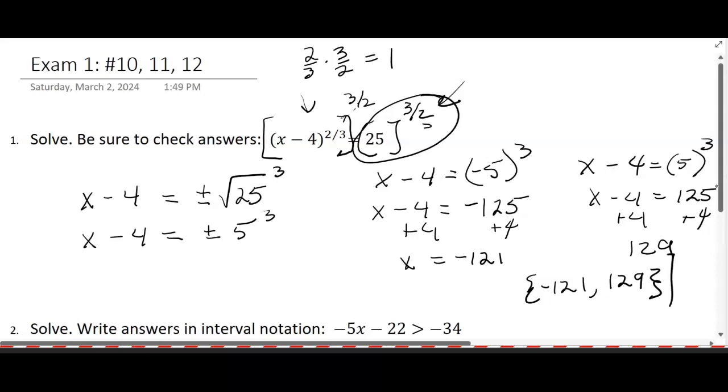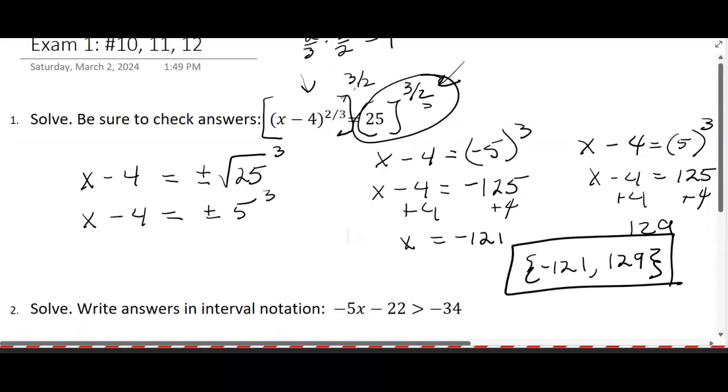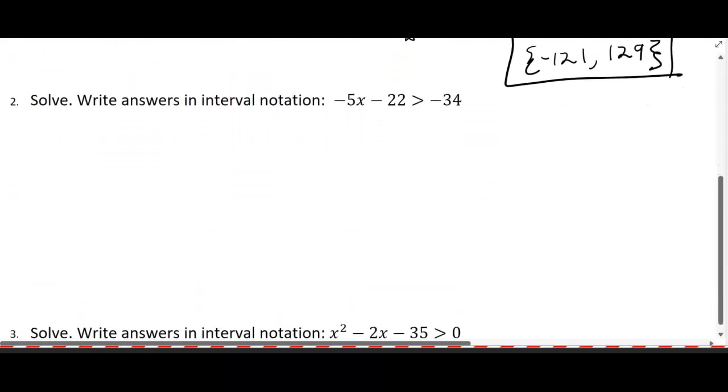But if you had one of the solutions, most people, if they had one, it was 129. I was okay with that. All right. But really, you should have both solutions.